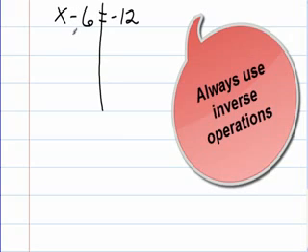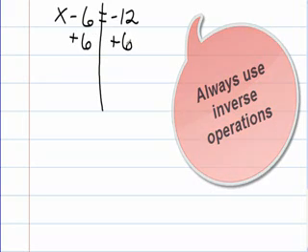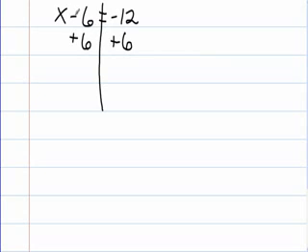So the inverse of subtraction would be addition, which means I'm going to add 6 to the left side of my equal sign and add 6 to the right side of my equal sign. Well, minus 6 plus 6 will cancel out, leaving me with x equals, on the right we have negative 12 plus 6. Well, negative 12 plus 6 would give me negative 6.